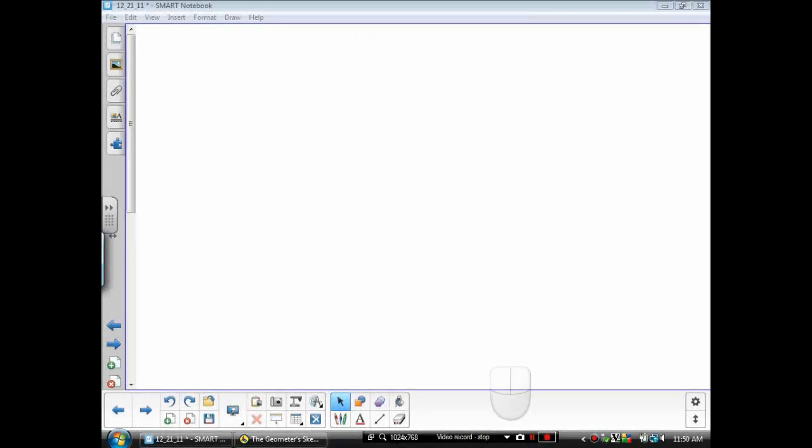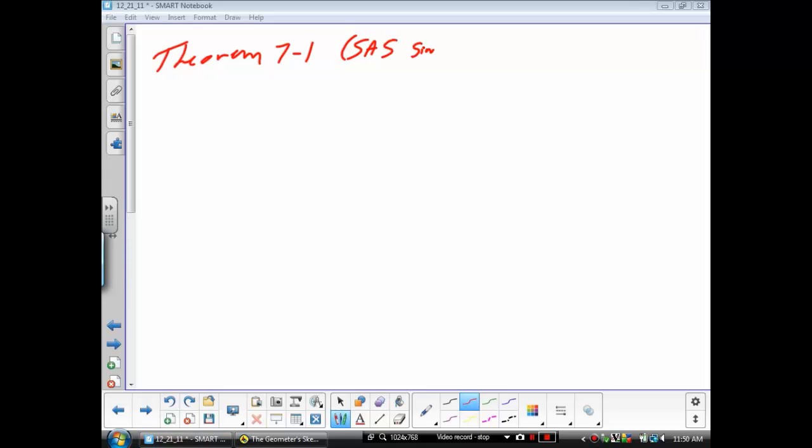All right, so we're going to look at two more ways to show that triangles are similar. The first one is the side-angle-side similarity theorem, which is Theorem 7.1. What Theorem 7.1 says is if an angle of one triangle is congruent to an angle of another triangle, and the sides including those angles are in proportion, then the triangles are similar.